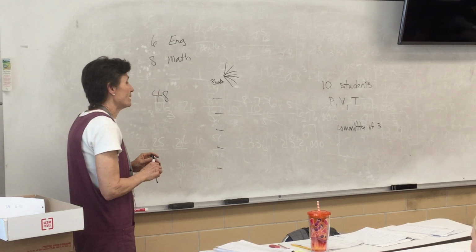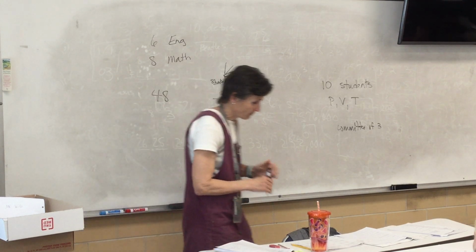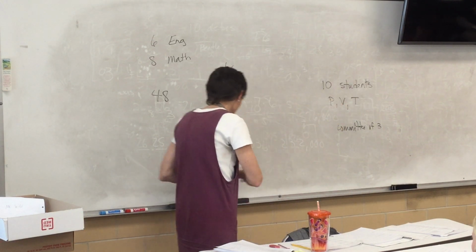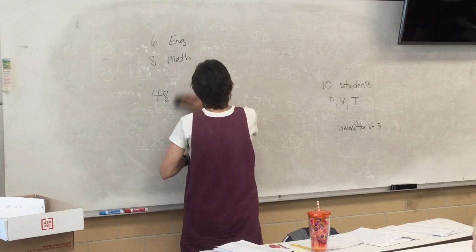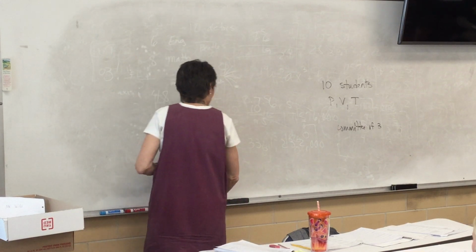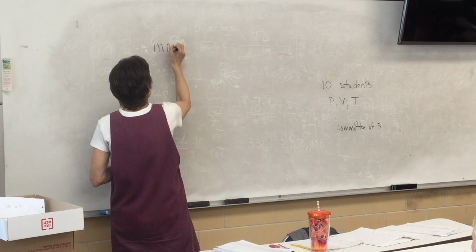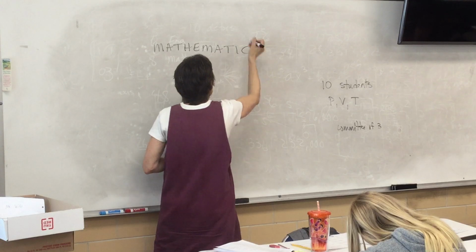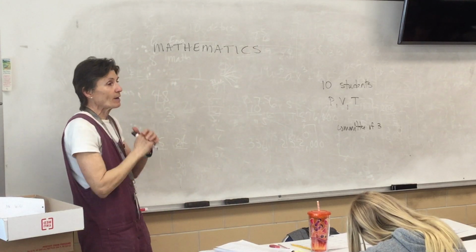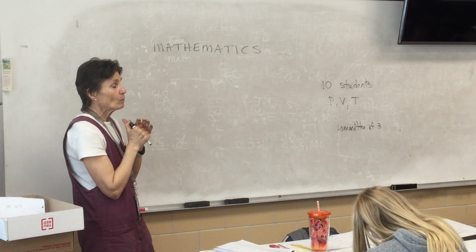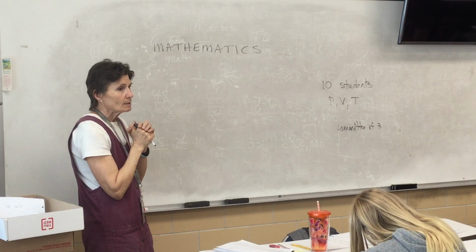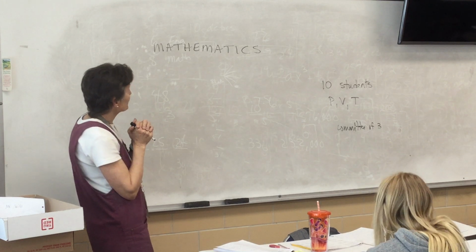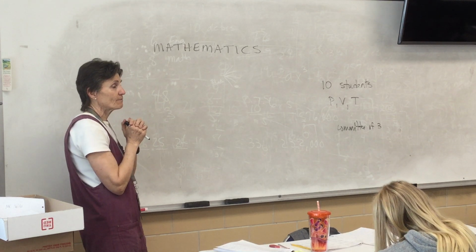Okay. And then, let's see, I need one more problem for the quiz. Let's do this, because this is easy, you know how to do this. Let's take the word mathematics. Don't worry, I'll spell it for you. And let's figure out how many ways we can arrange the letters of that word. How many different ways can we arrange the letters of that word?